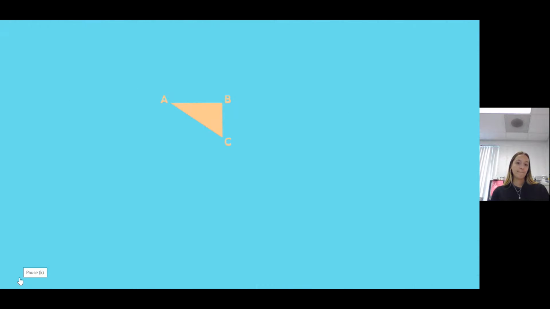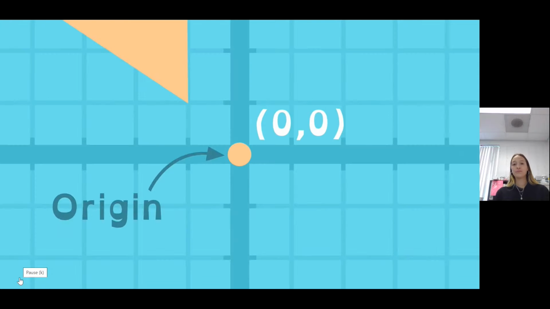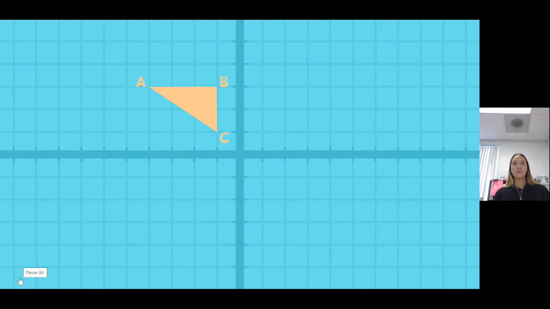To rotate an object, you first need to choose the center of rotation. This is the point that you'll rotate the object around. To make it easy, we'll choose point 0, 0, or the origin, on this coordinate plane. When we rotate the shape, we need to keep the shape exactly the same distance, or equidistant, from the center of rotation all the way around.